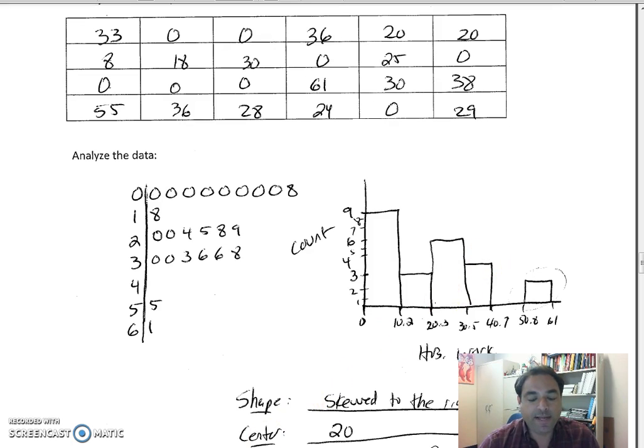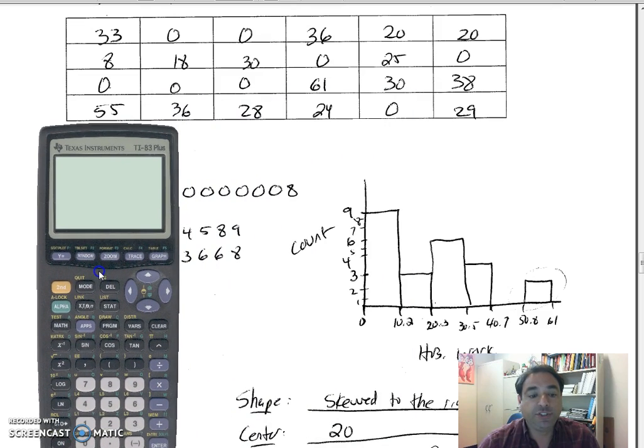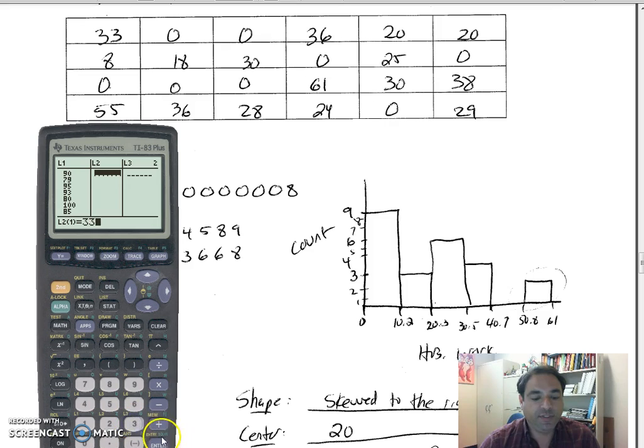And then we can also make a histogram. So we're going to go back to our calculator, and this time we're going to use not list 1, but list 2. I'm going to turn it on, stat, number 1 for edit, and use list 2. So I'm going to put those numbers in: 33, enter, 0, enter, 0, enter, 36, enter, 20, enter, 20, enter, 8, enter, 18, enter, 30, enter, 0, enter, 25, enter, 0, enter, 0, enter, 0, enter, 0, enter, 61, enter, 30, enter, 38, enter, 55, enter, 36, enter, 28, enter, 24, enter, 0, enter, 29, enter. And there's 24 numbers. Double, triple check all of our data.